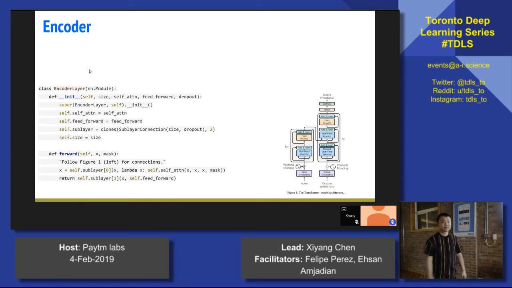When you say n times, you mean front to back, so the first goes into the second? Yes. So this is the input and this is the output. The input for the next layer is the output from the previous layer.